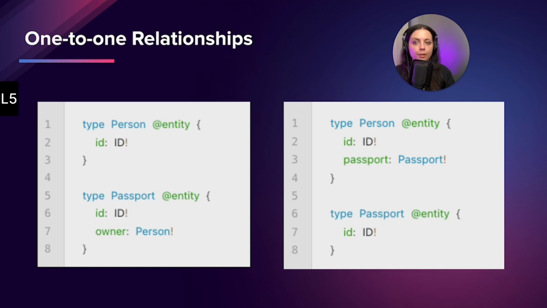One-to-one relationships work only when there is one entity mapped to another. And here we have a perfect example. One person can only have one passport, and one passport can only belong to one person. There is no other option. So this is a perfect example of a one-to-one relationship.